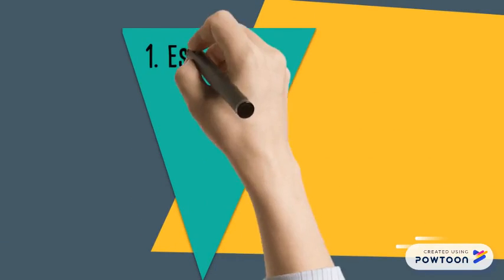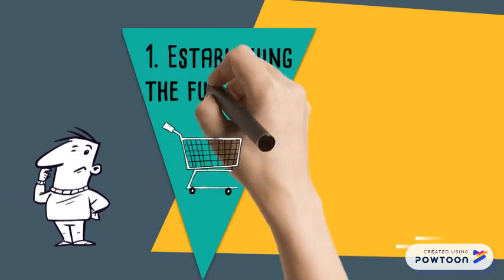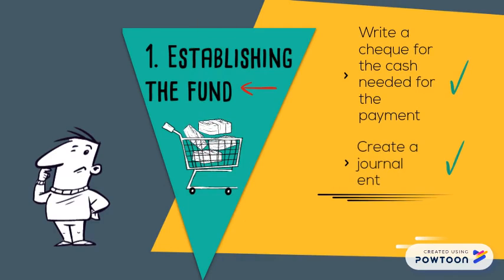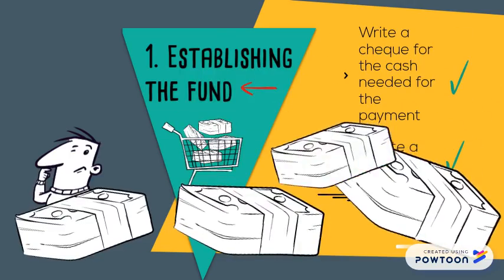The first step is to establish a fund. To do this, the business will need to estimate and/or correctly identify the cash amount needed for the small payments and write a check. Then, the business will need to create a general ledger account and create a journal entry.